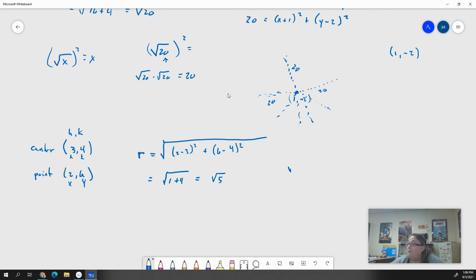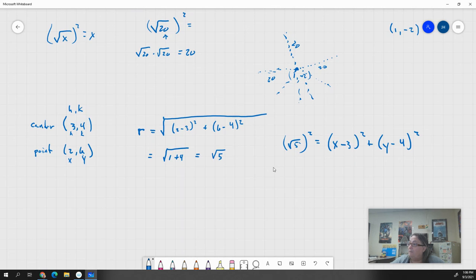I can go the square root of 5 squared equals x minus whatever my h is. So x minus 3 squared plus y minus k, which is 4, squared. When I square that square root of 5, I wind up with 5 equals x minus 3 squared plus y minus 4 squared.